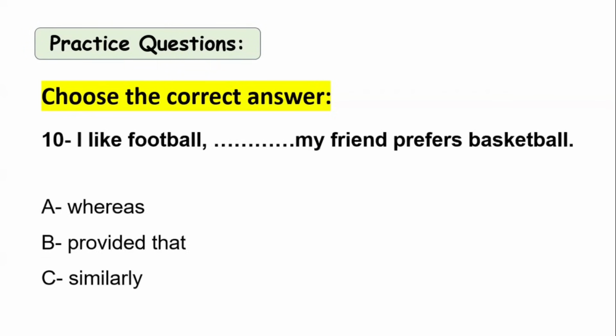I like football. My friend prefers basketball. Now we can see that the functional language is also included in the questions, and I expect this also to happen in the maze. I like football. My friend prefers basketball. I can see I have two different things here. I have football and basketball. So what is the word? I need an expression to show differences between things. So whereas I like football, whereas بينما أنا أحب كرة القدم بينما صديقتي تفضل كرة السلة. Whereas.